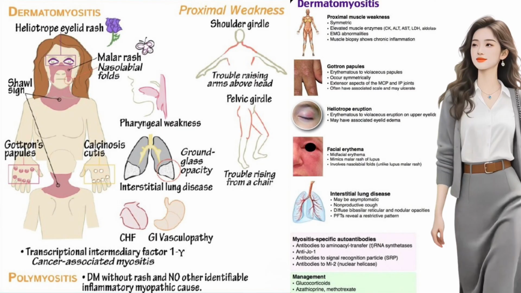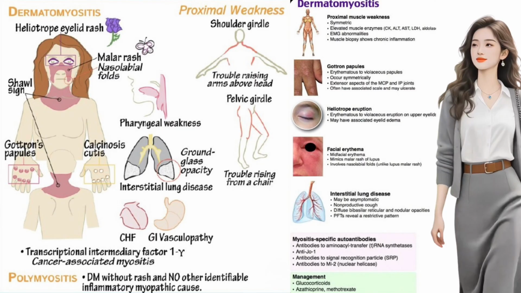Third, electromyography or EMG. It shows a typical myopathic pattern and confirms that weakness is due to muscle, not nerve. Fourth, muscle MRI. It highlights muscle edema and helps select the right site for biopsy. Fifth, muscle biopsy, the gold standard. It shows inflammatory infiltrates in polymyositis or perivascular changes in dermatomyositis.